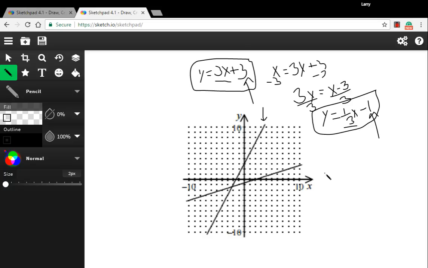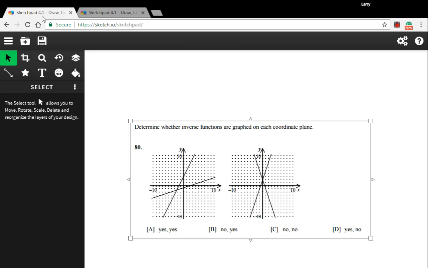So if we're being asked, is this the inverse of that first line? Well, let's see. It does seem to cross the y-axis at about -1, and it does have a shallow slope that could be a positive 1/3. So chances are these probably are inverse functions, or at least very close. There are a couple of ways to test it. And let's look at this problem and another.